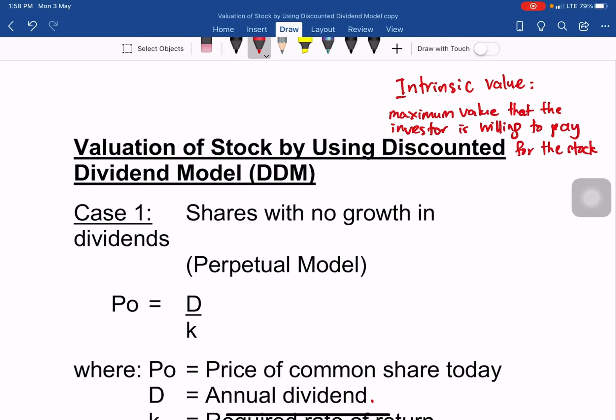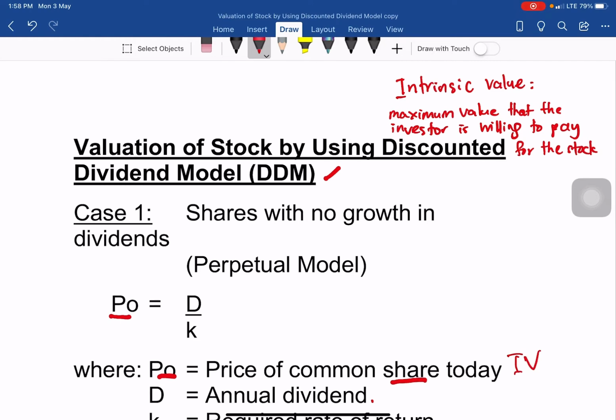Alright, so let's have a look at the valuation of stock using the dividend discounted model, DDM. There are four cases in order for us to calculate the P0, or the intrinsic value of the stock. P0 here is the price of a common share today, also known as the intrinsic value, IV.